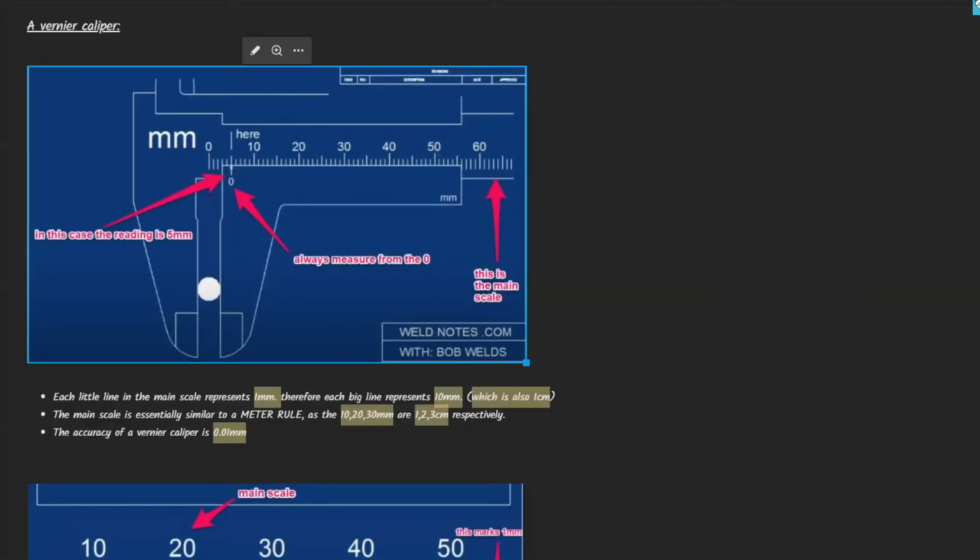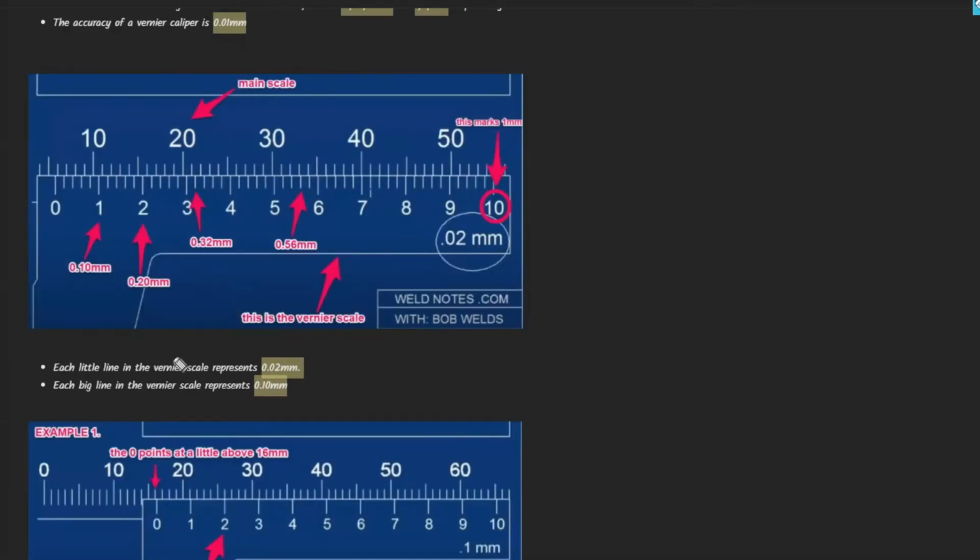As for knowing the accuracy of a vernier caliper, it is 0.1 millimeters, okay? And again, you can see that I wrote here that the main scale is essentially similar to the meter rule, right? 1, 2, 3 centimeters respectively, and each line represents 1 millimeter. Now we can safely move on to the vernier scale. Now this is the part where most people get confused. So what is the vernier scale, right?